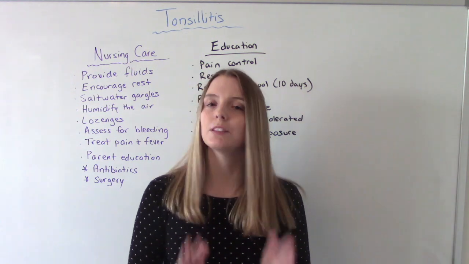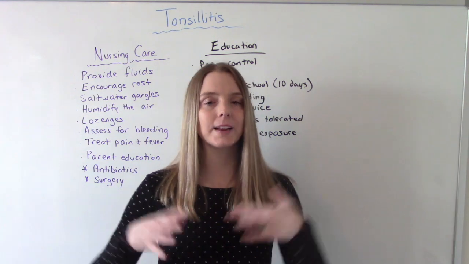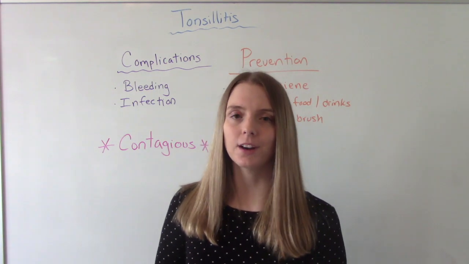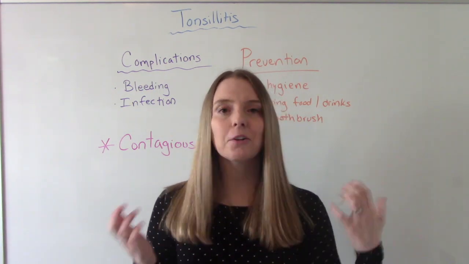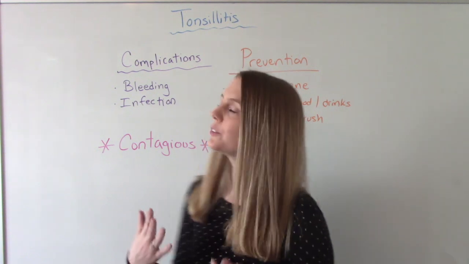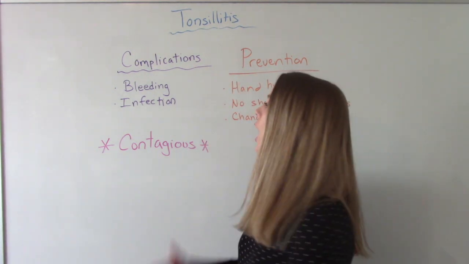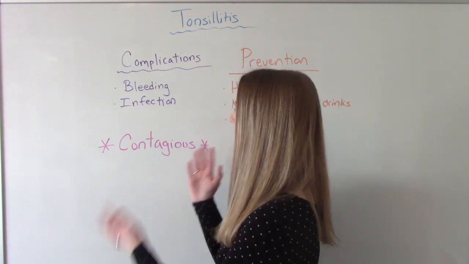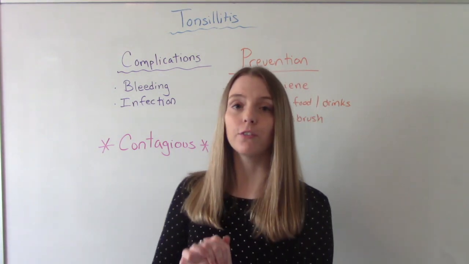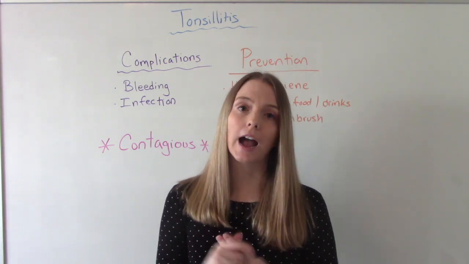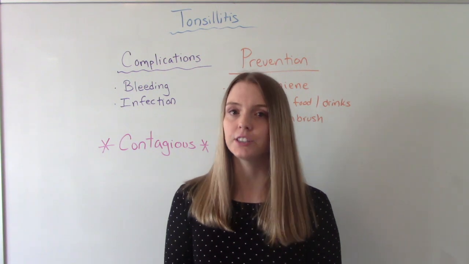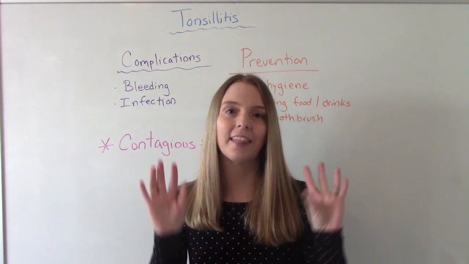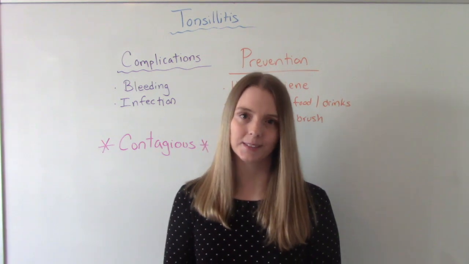Now let's talk about some potential complications and ways we can prevent this. The last couple things I wanted to talk about were complications and how do we prevent this. So the two biggest complications are bleeding and infection. So to avoid bleeding, the best thing to do would be to avoid giving aspirin or ibuprofen containing medications for pain. So we talked about it before, but acetaminophen, that is the medication of choice for this.